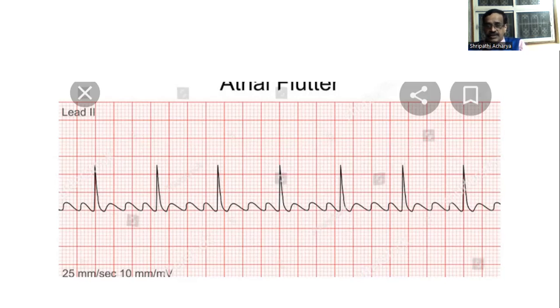Atrial flutter waves. You see sawtooth-like waves, which are characteristic of flutter waves. The atrial rate is 300. Between 250 and 400 it is flutter, and 400 to 600 atrial rate is known as fibrillation.